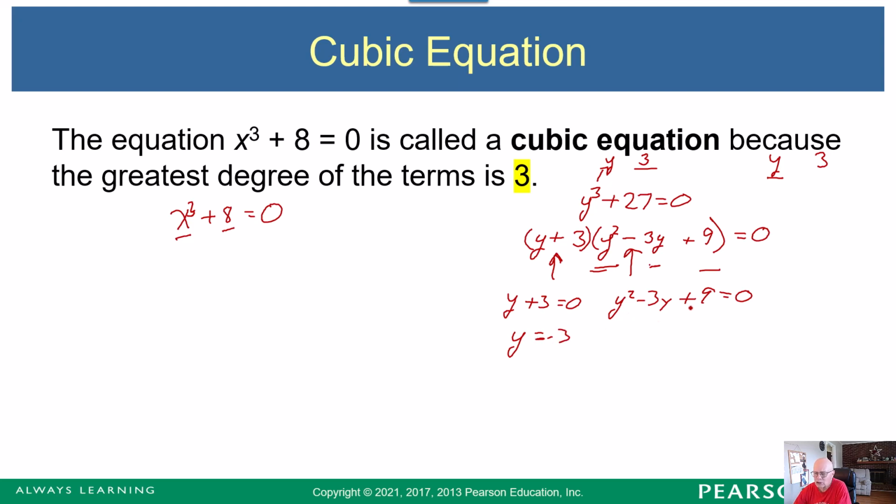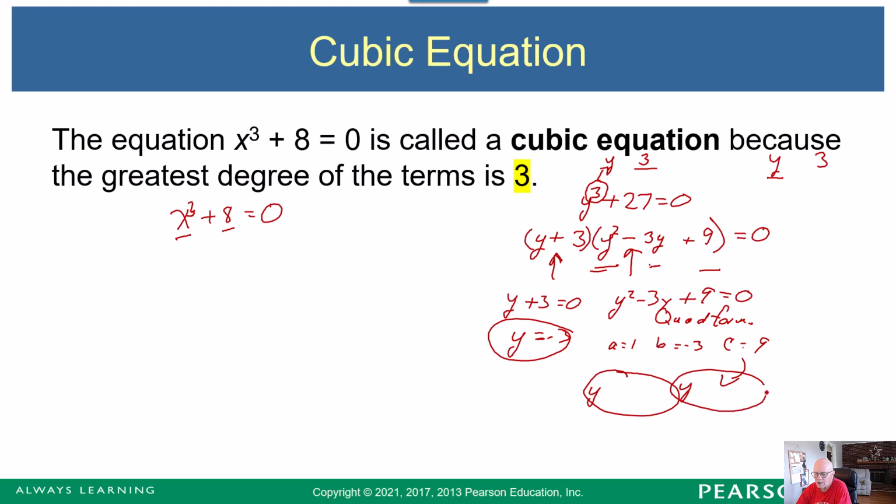This one's a little bit more tricky, but remember, you have the quadratic formula in your back pocket. So you can take the a of 1, b of -3, and c of 9, put them in the quadratic formula, and you'll get the other y's. Remember, you want 3 because this is a third degree polynomial. You'll get 3 solutions. 1 from here, and the 2 from the quadratic formula.